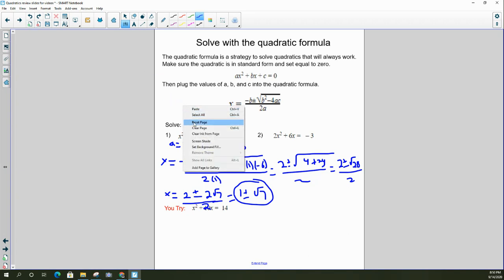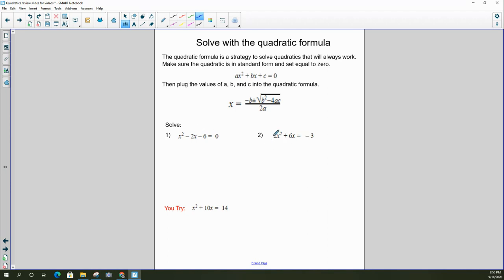All right, so now let's do question 2. With question 2, I need to add 3 to both sides so it's set equal to 0. That's important because now I know my C is +3. So my A is 2, my C, oops, sorry, I forgot my B. My B is 6, and my C is 3. So I have my 3 things I'm going to plug into my equation here.